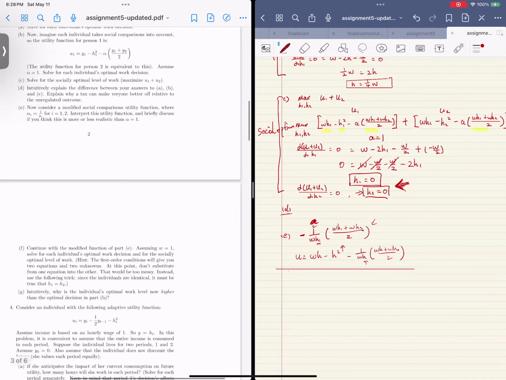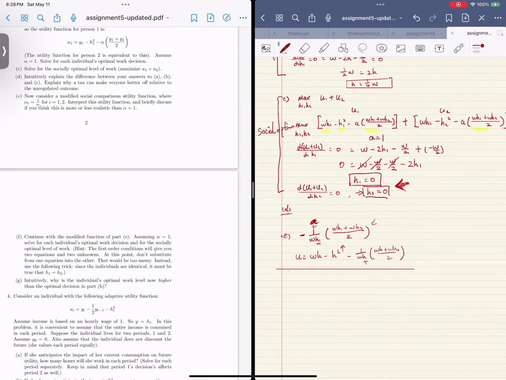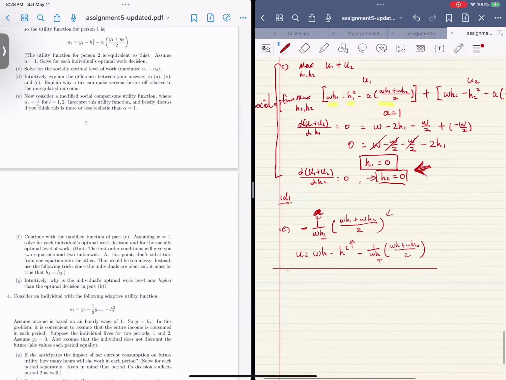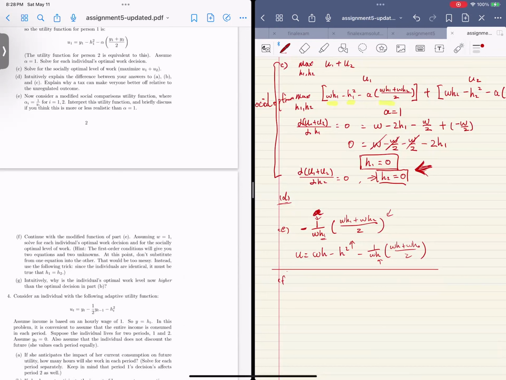But we could definitely do F, which is solve. Solve is easier than explain. Continue with the modified function in part E, assuming W equals 1, and solve for each individual's optimum work decision and the socially optimal level of work.